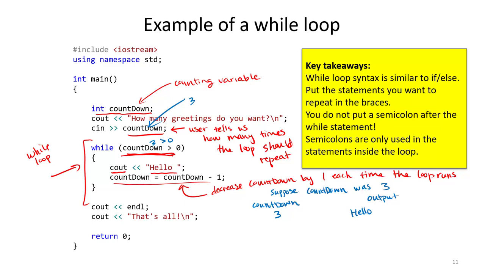And then notice countdown becomes countdown minus 1, so countdown becomes 2. So here, for our first loop iteration, countdown was 3, we get a hello. Now countdown is 2. Well, 2 is still greater than 0, so we output another hello. Notice it's still on the same line.